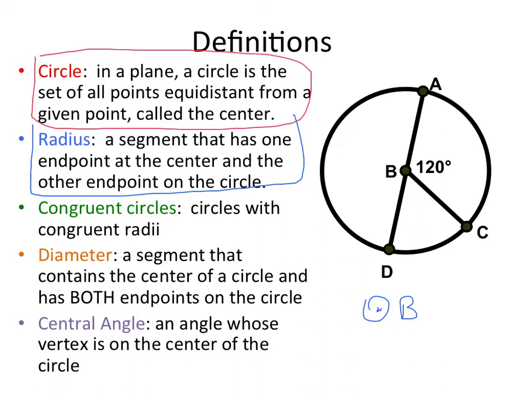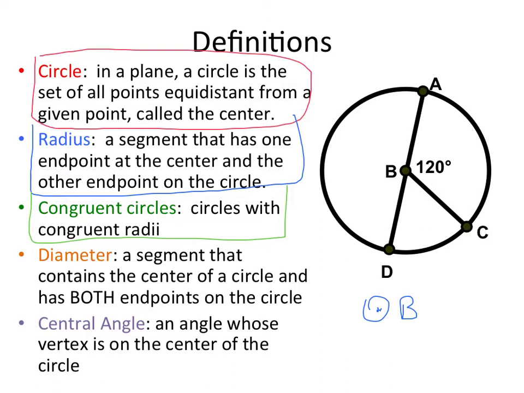Now let's talk about congruent circles. Congruent circles are circles that have congruent radii. So we're on this term right now, congruent circles. Congruent circles have congruent radii. So if you have the same exact measure for a radius, you're going to draw the same size circle.